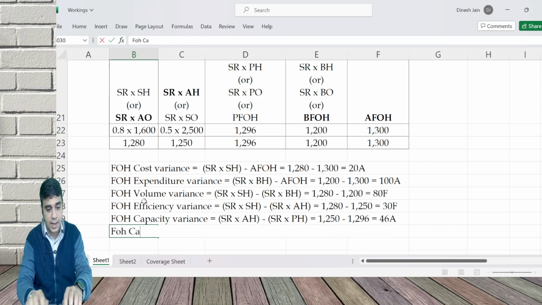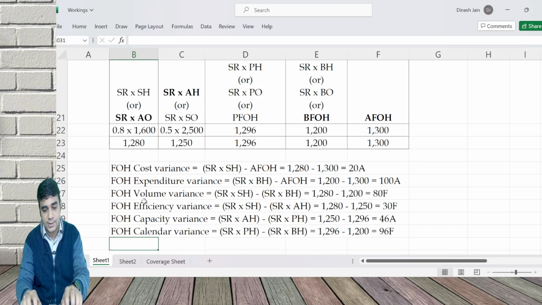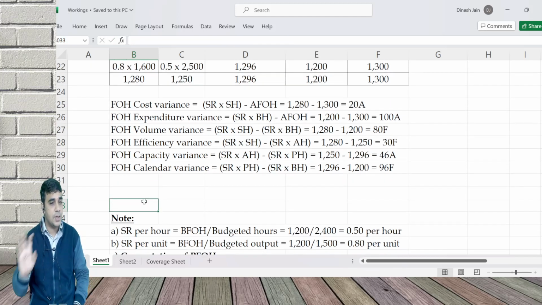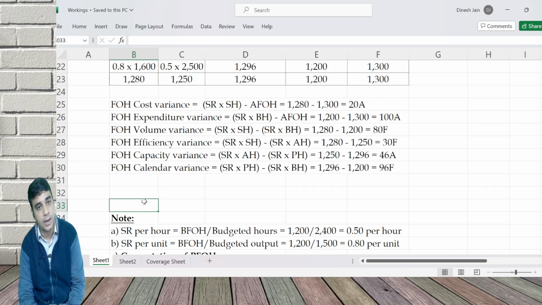And FOH calendar. What was the formula for calendar? SR into PH minus SR into BH. 1296 minus 1200. 96 favorable. Calculation, everything is going to be fairly simple, just that you will have to remember the chart.